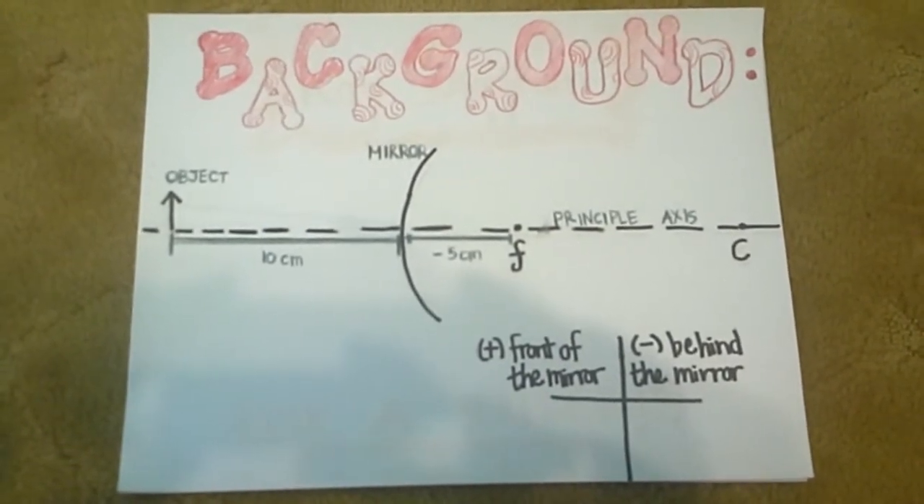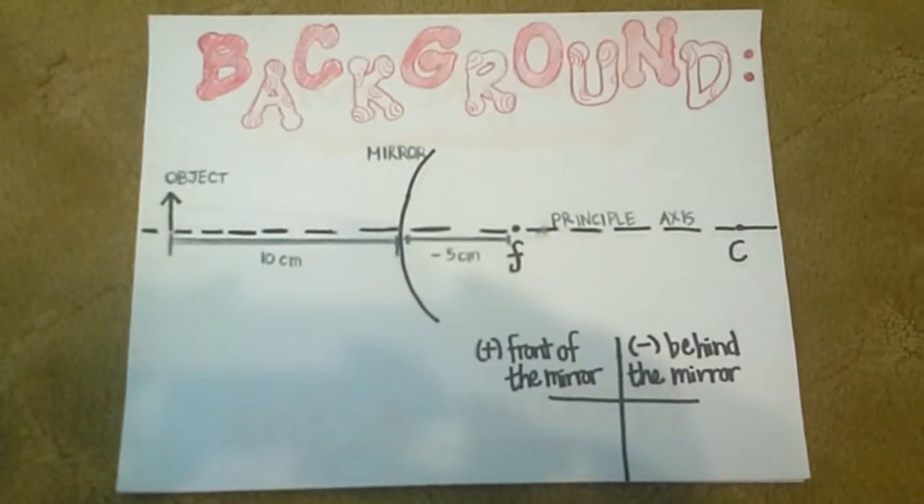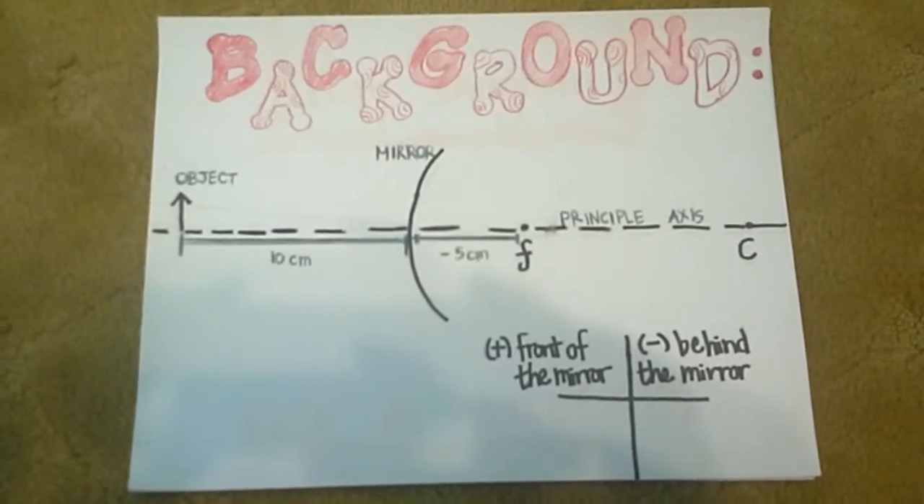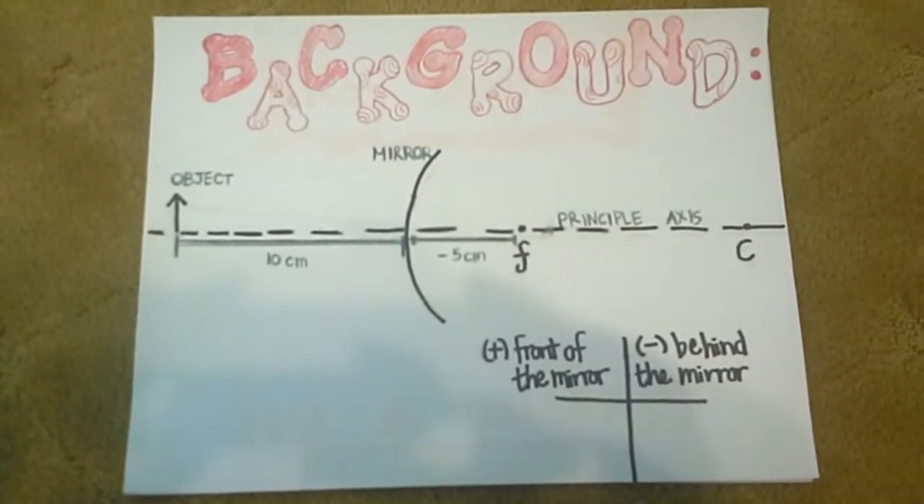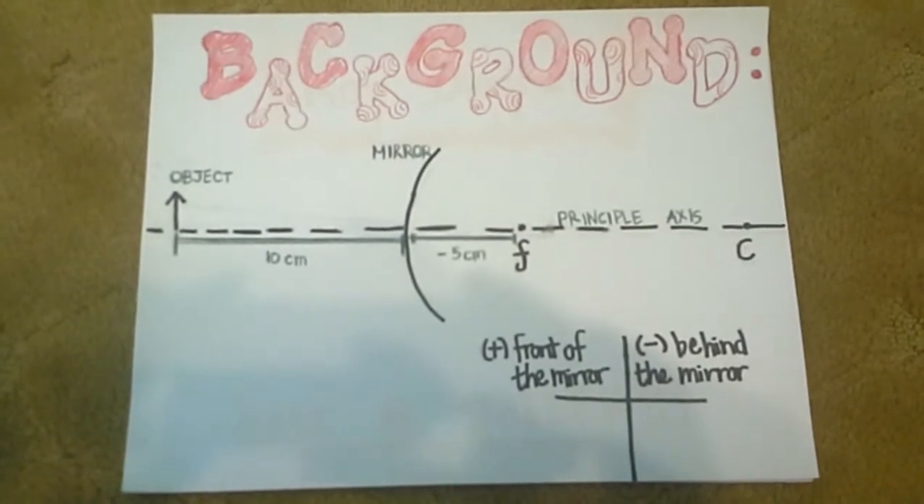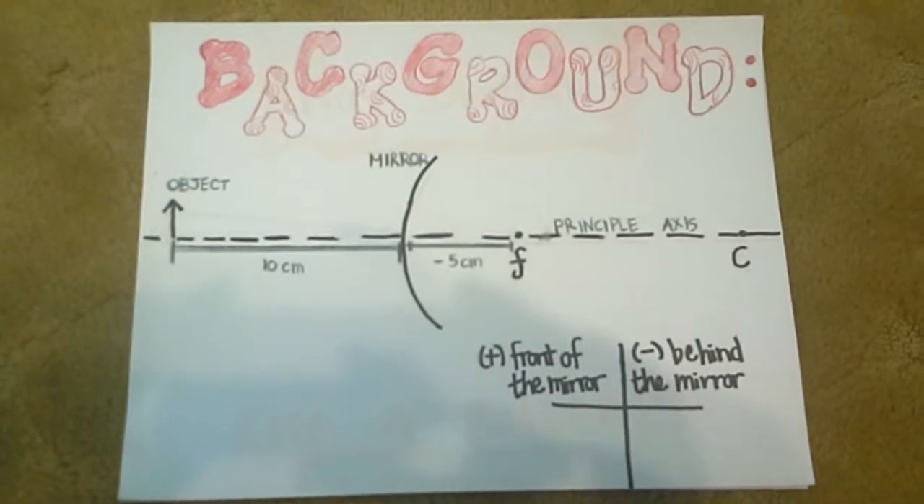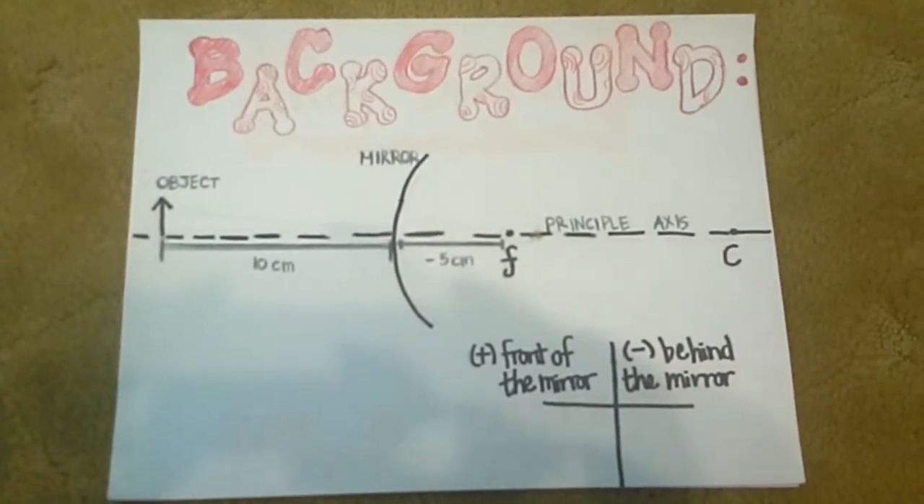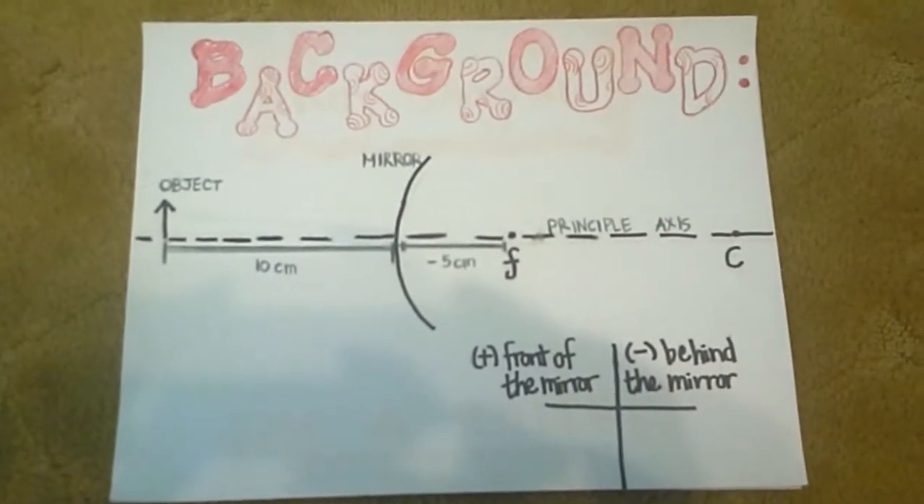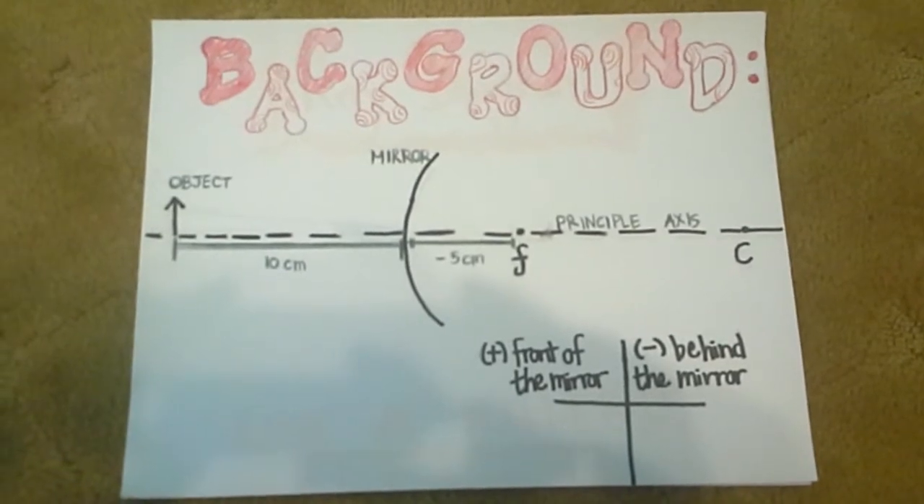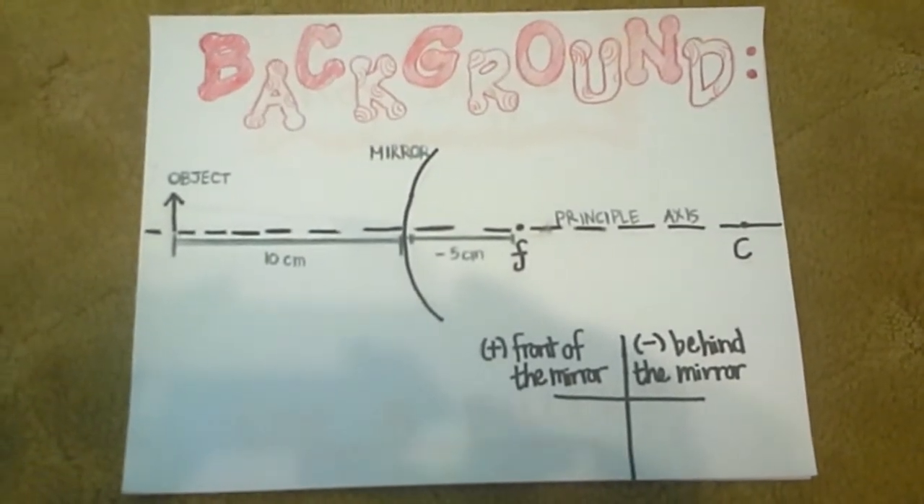Light rays that are parallel to the principal axis converge at the focal point. The length from the mirror to the focal point is the focal length, which in this case is -5 centimeters. The focal length is negative because it's behind the mirror. C is the geometric center, and the distance from C to the mirror is the radius of curvature, which is twice the focal length.